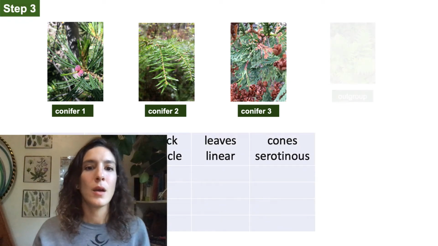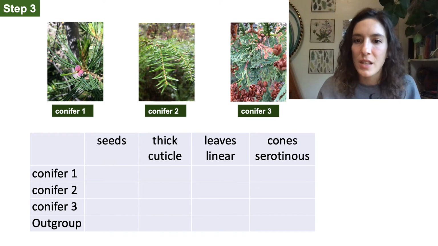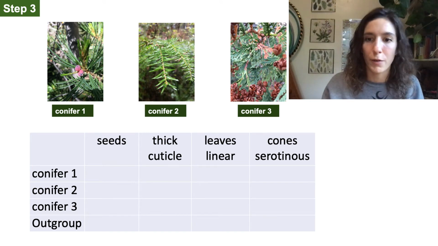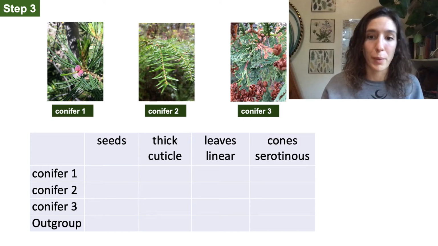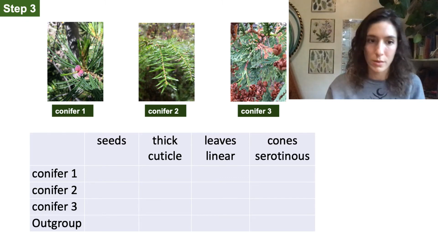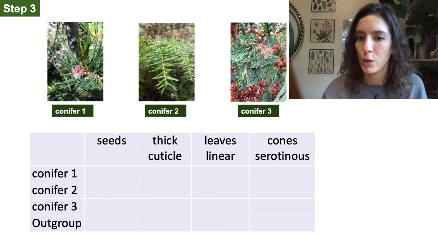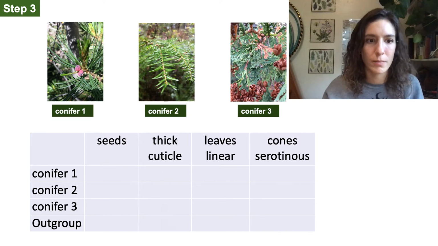Step 3, we've looked at them. Let's say we're out in the field, we've looked at these conifers, and we have figured out that there's some variation between these conifers, namely in these characters. The presence of seeds, the presence of a thick cuticle, the presence of linear leaves, and the presence of serotinous cones. Serotinous just means they only open with an environmental cue. They stay closed at maturity, by the way. Doesn't matter what it means right now. That's not the point of this.